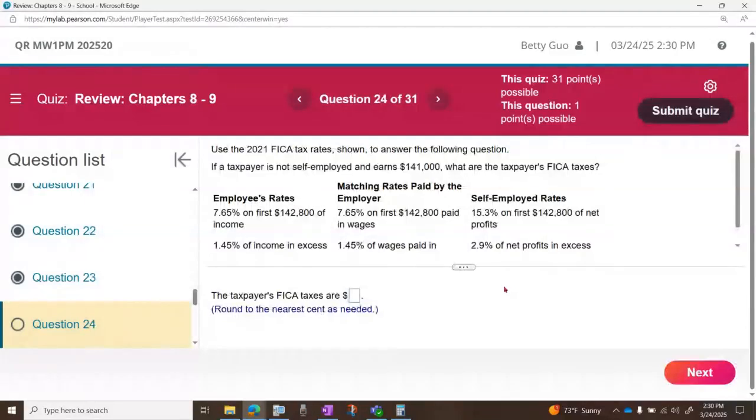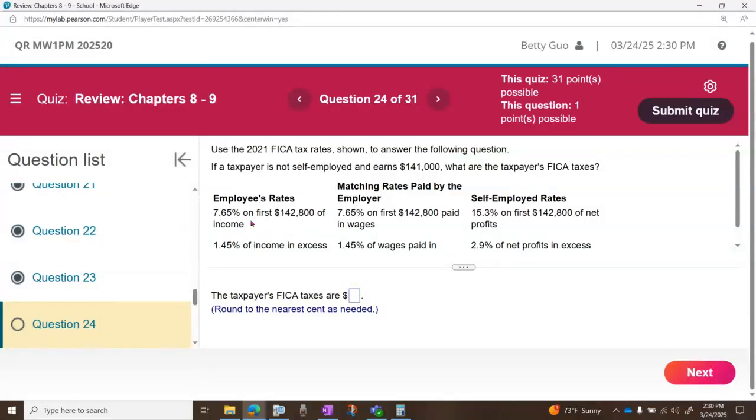Very basic. This one, FICA. Use 2021 FICA tax rates shown to answer the following question. If a taxpayer is not self-employed, you only need to look at the first column, and earns $141,000. Okay, this one is easy, because the gross income is lower than the maximum of the first bracket. What is the taxpayer's FICA?